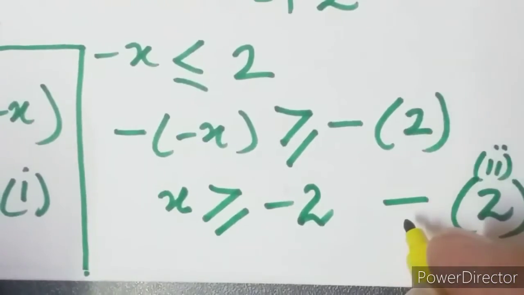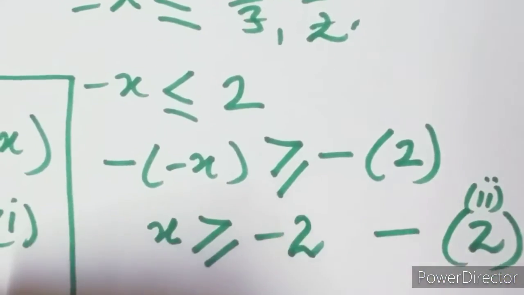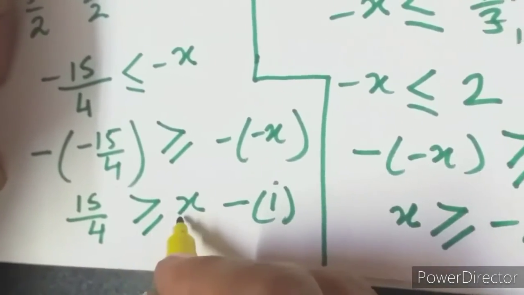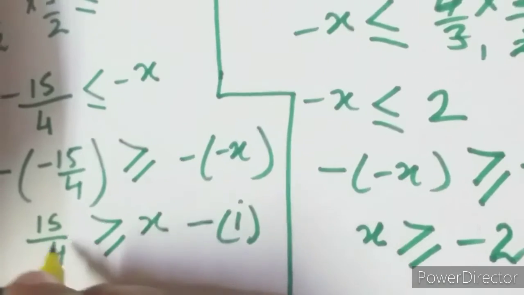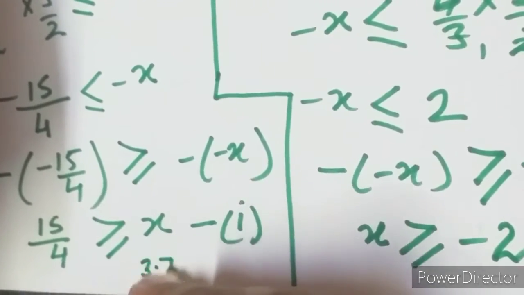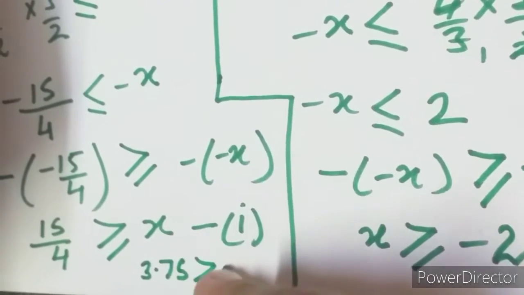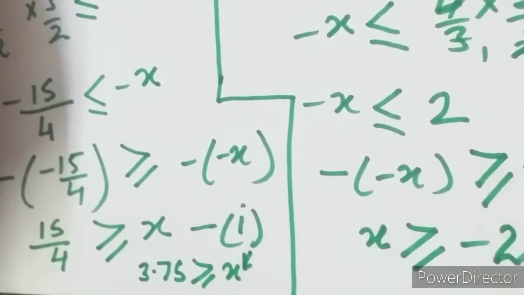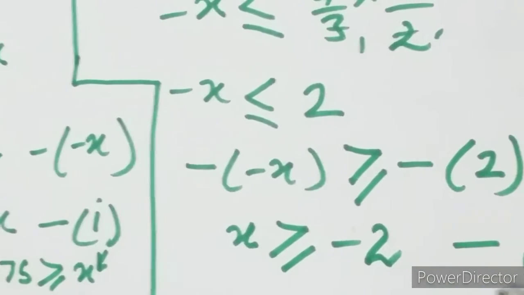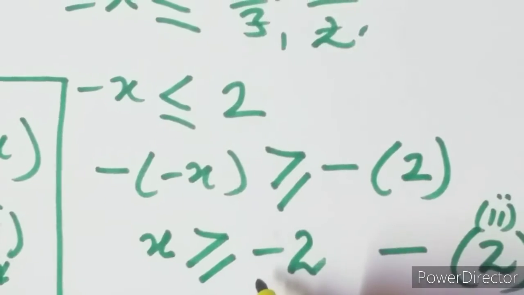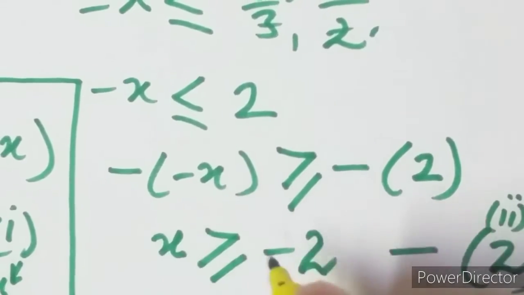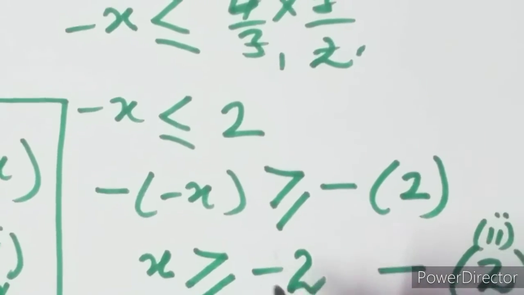Now we got two parts of our answer. First one was 15 by 4 greater than or equal to x. Now I should write it as a decimal. If I divide 15 by 4, I will get 3.75 greater than or equal to x as our first part, and x greater than or equal to minus 2 is our second part. Now comes the most important part of the answer, to combine both these answers and write one solution set. So let us now start that part.